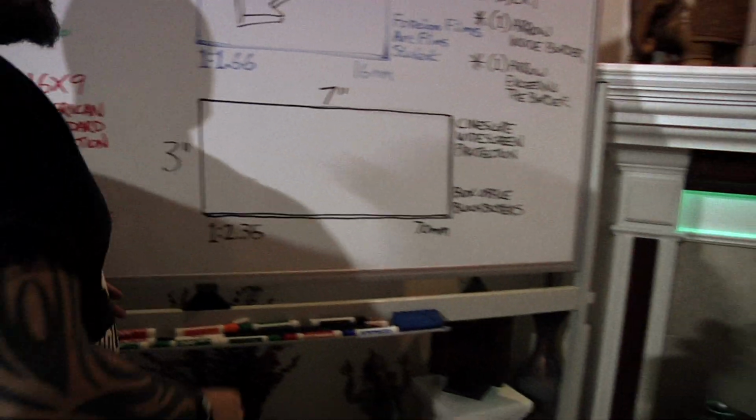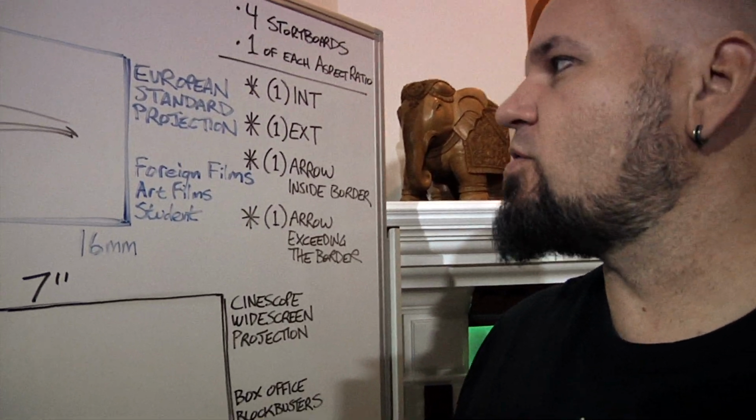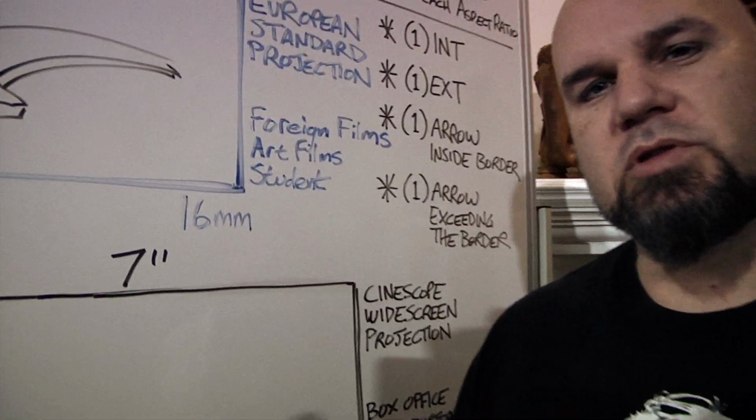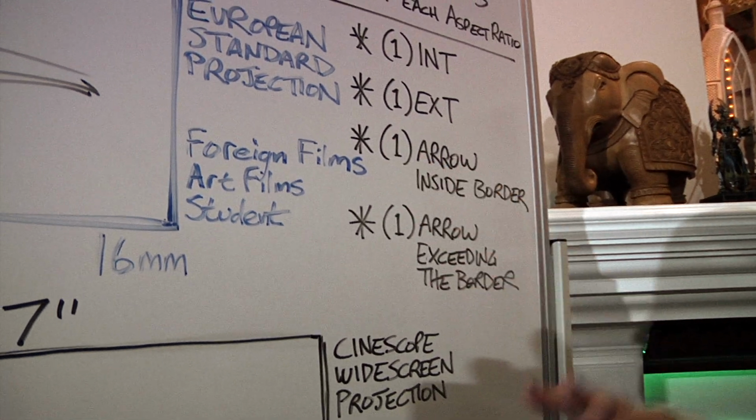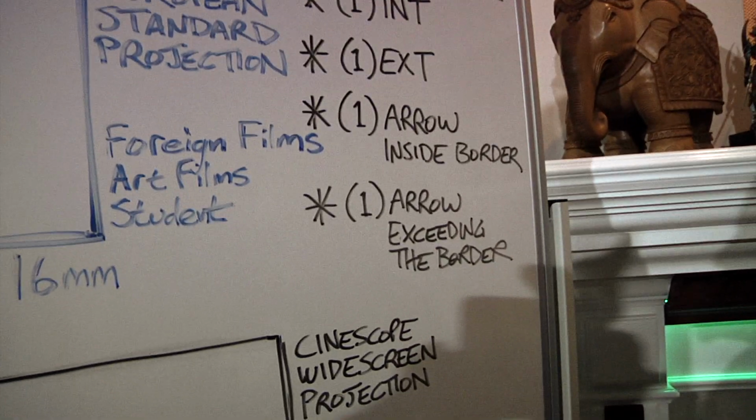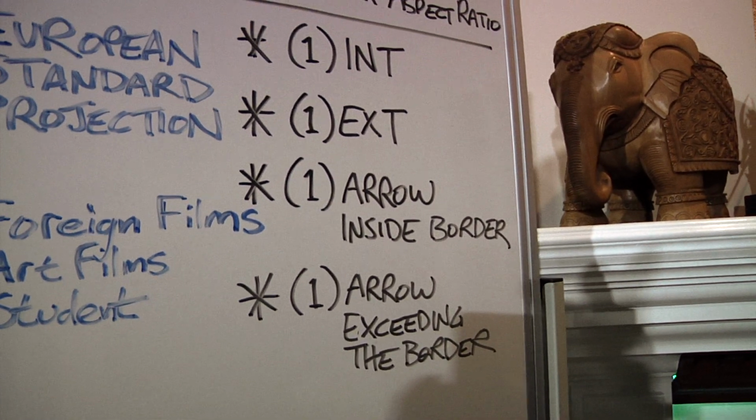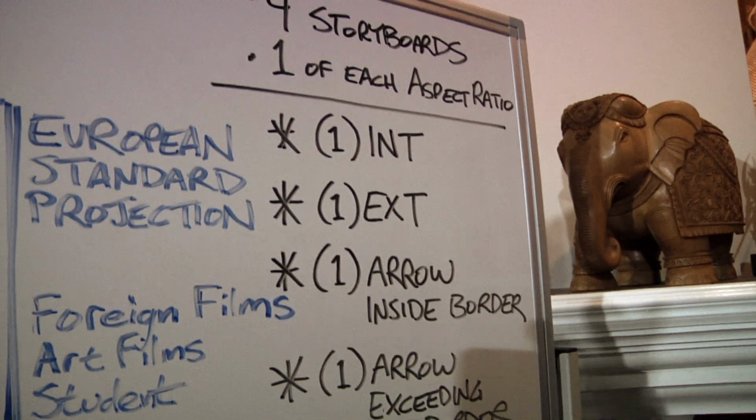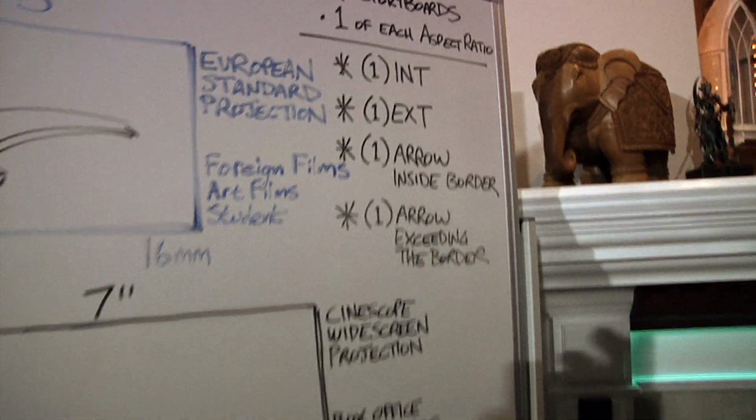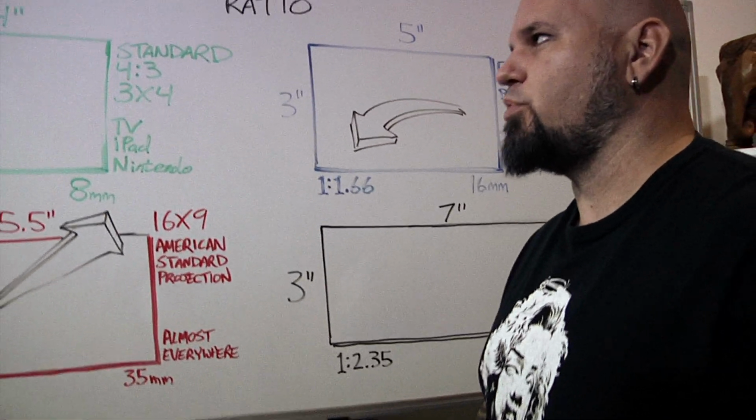So that's it. I want you to draw these as best you can with background, and you have characters doing something. Doesn't matter what the story is, and these don't have to tell a story in between. These can just be 4 random storyboards, but at least one has to be interior, at least one has to be exterior, at least one has to have something moving where we see an arrow inside the border, and at least one of these has to have an arrow exceeding the border.